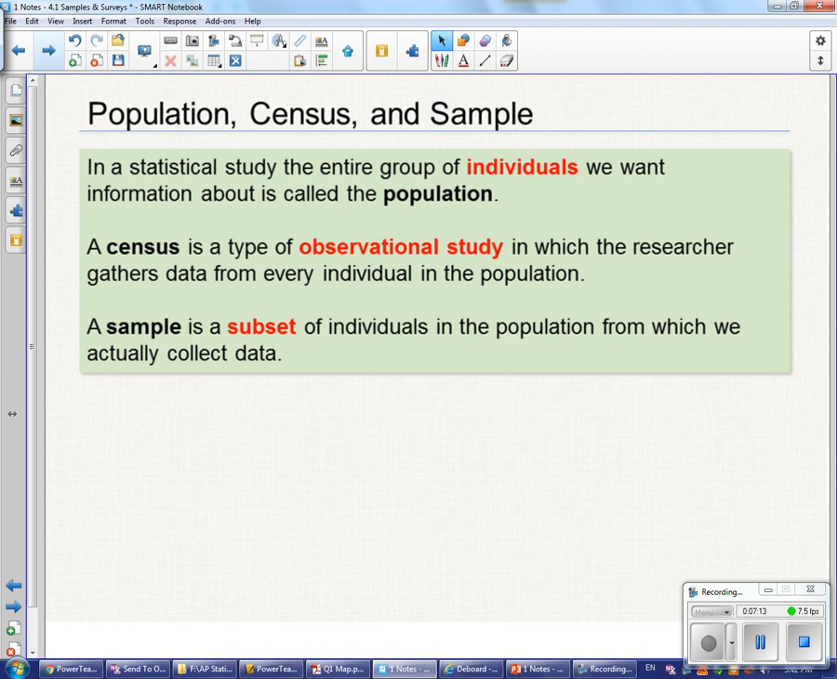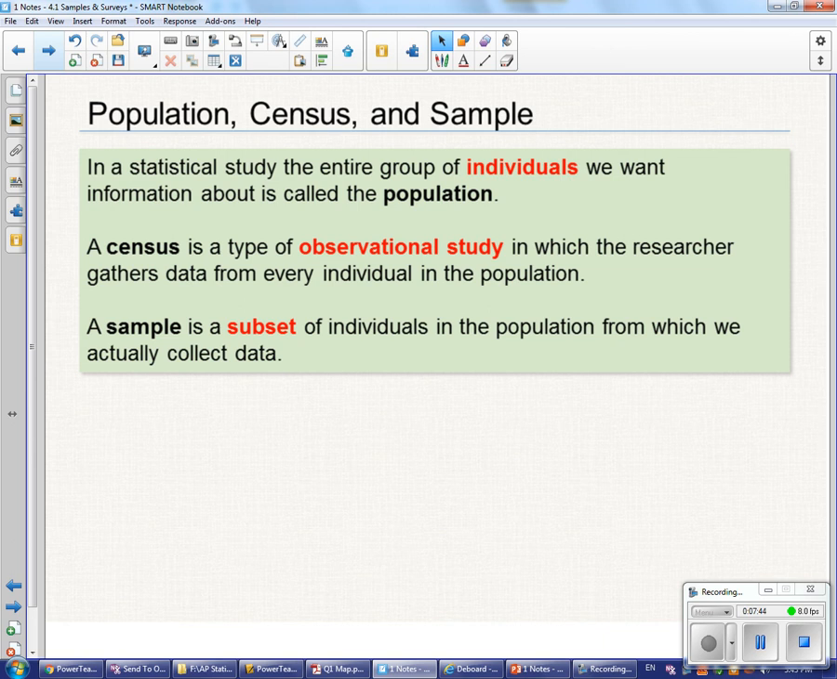So in a statistical study, here's some definitions for you. In a statistical study, the entire group of individuals that we want information about is called the population. Sometimes they're referred to as subjects in an experiment. Individuals don't necessarily have to be people. They could be the ball bearings that are coming off an assembly line. They could be rats in a cage. Individuals are simply the things that we're gathering information about.